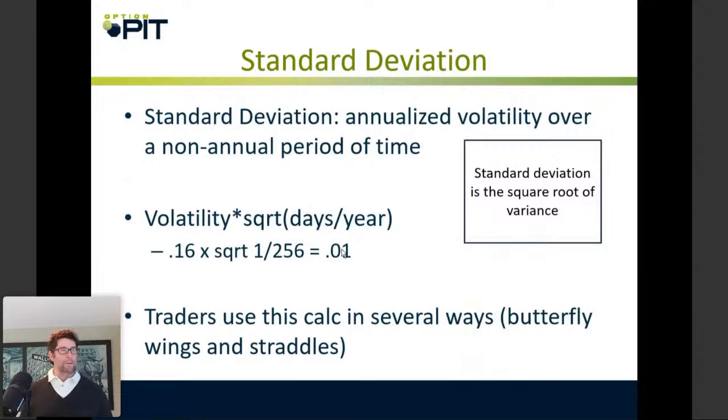You create some simple math, and now you have a simple number to help you understand how much something can move. You also know it is never 100%. It's always an estimate. Now, we can use this calculation in several ways. Again, I like it for butterfly wings, understanding the straddle. Again, if you don't know what those terms are, we're going to talk about them in a little bit.